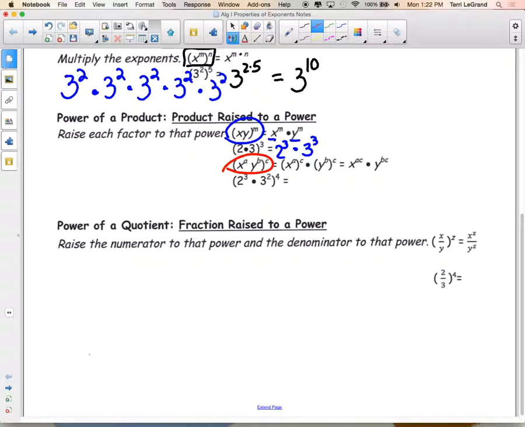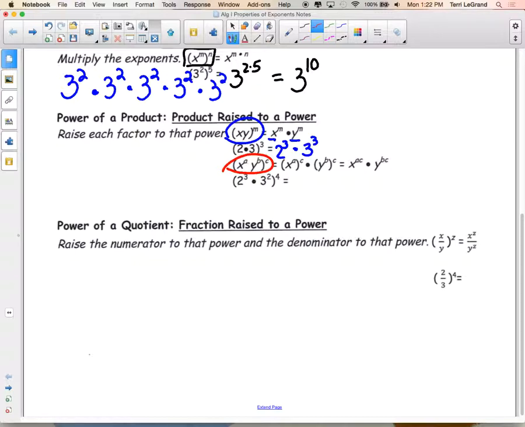No, A, B, C. X is a base, y is a base. What are the factors in this problem? Just C. X is a base, y is a base, they are not the factors.